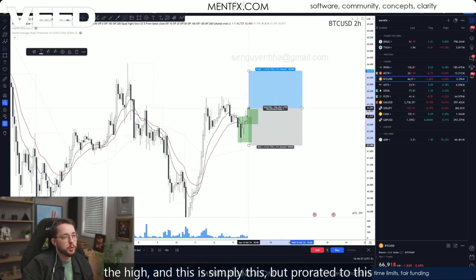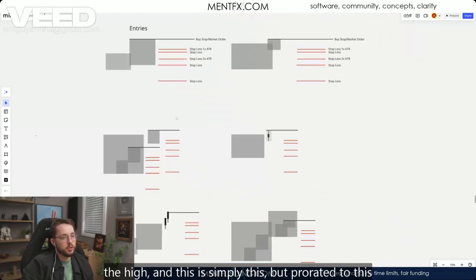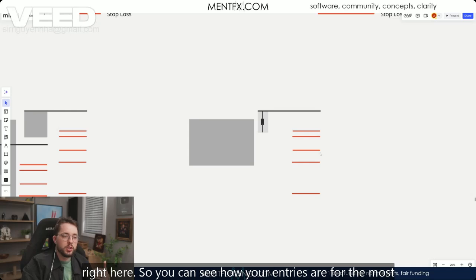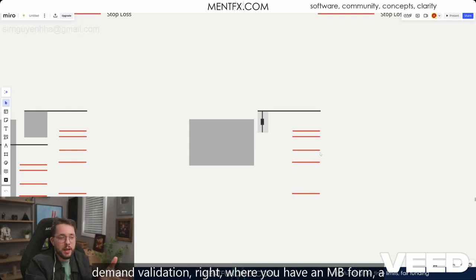So you take a buy stop through the high, and this is simply this, but prorated to this right here. So you can see how your entries are, for the most part, always going to be the same thing once you understand what actually creates an entry, because this is simply demand validation, or the anticipation of demand validation, right? Where you have an MB form, a second MB forms.